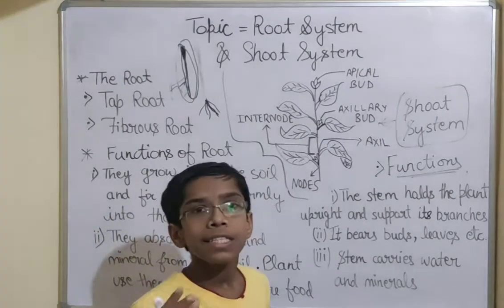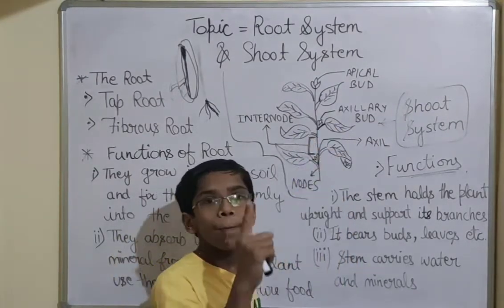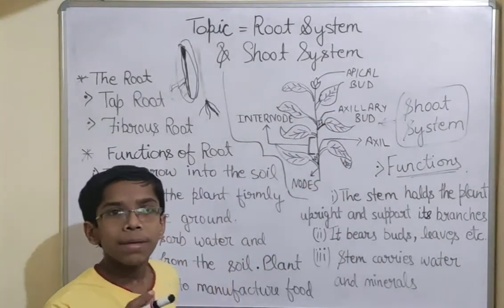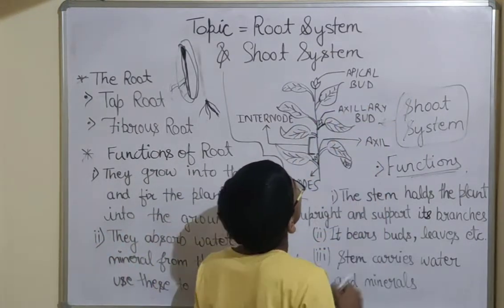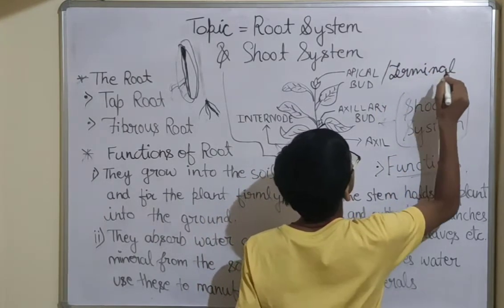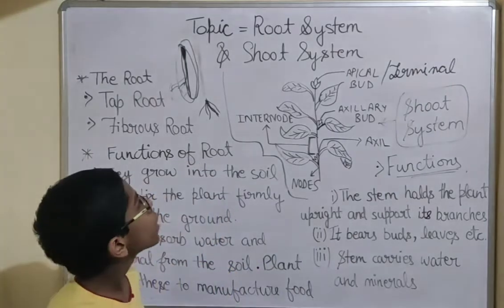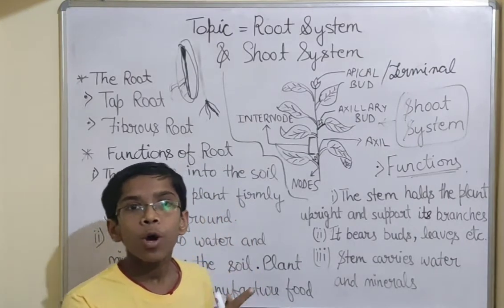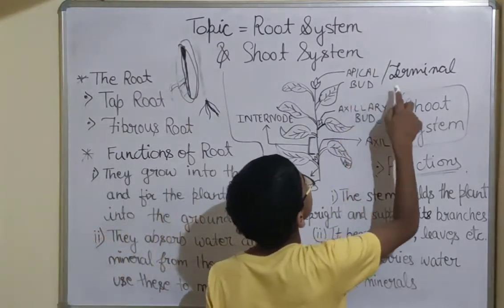When the stem bears a bud at the apex, the tip of the stem, it is known as an apical bud or terminal bud. So it can be called apical as well as terminal bud. When a stem bears a bud at the apex of the stem or its branches, it is known as an apical bud or terminal bud.